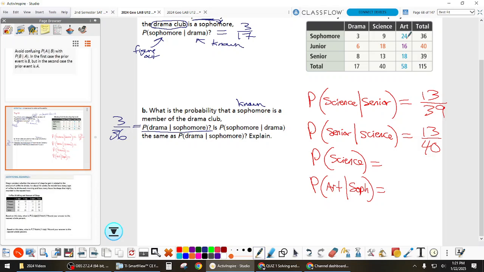Art is 24. Total art is 58. Okay, tell me your numbers on that last one. Good, 24 out of 36. We know the sophomores. We're looking for the art people in that group. Now, this one is different. How come?